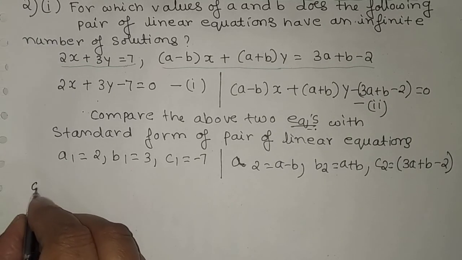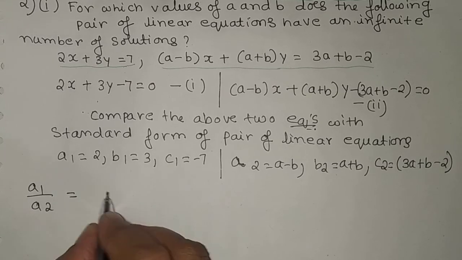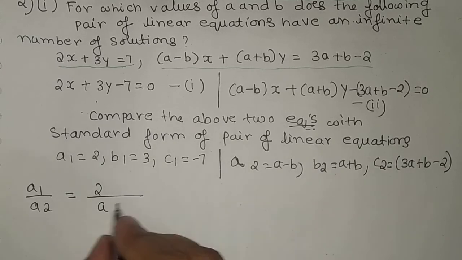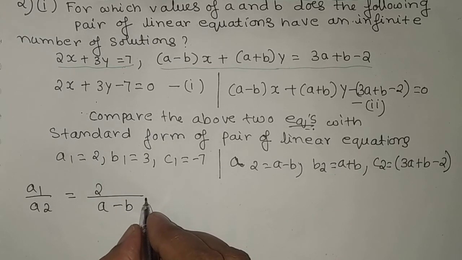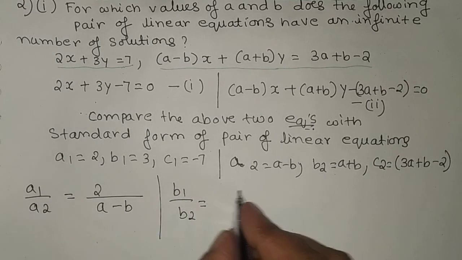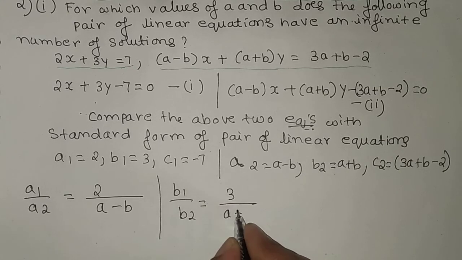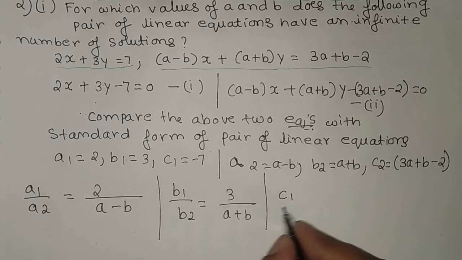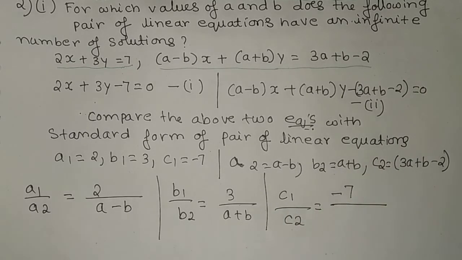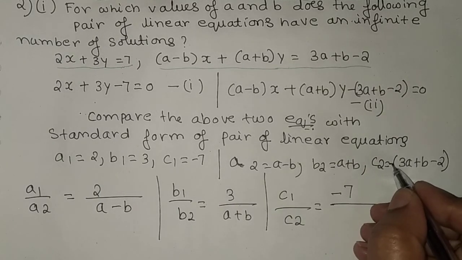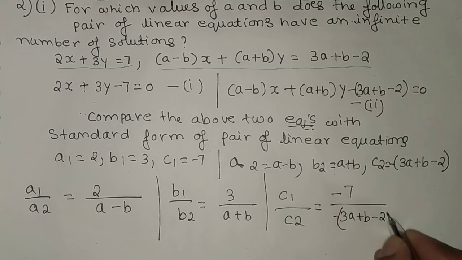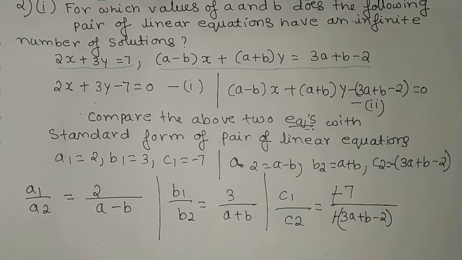Now we'll continue in this form. First one is a1 by a2. What is a1 by a2? That is 2 by a minus b. b1 by b2 is 3 by a plus b. Then c1 by c2 is equal to minus 7 by minus of (3a plus b minus 2). So minus minus cancels here.